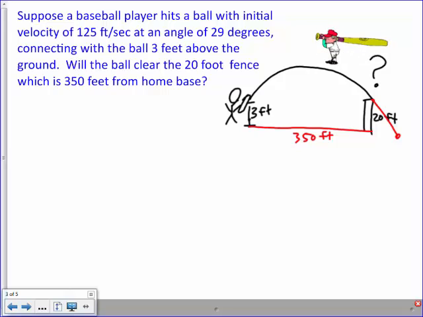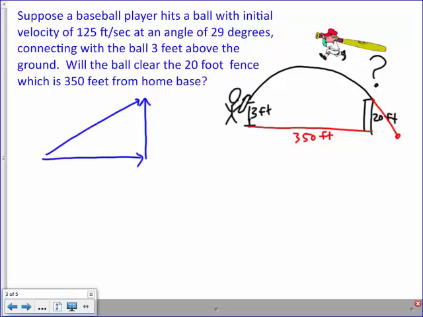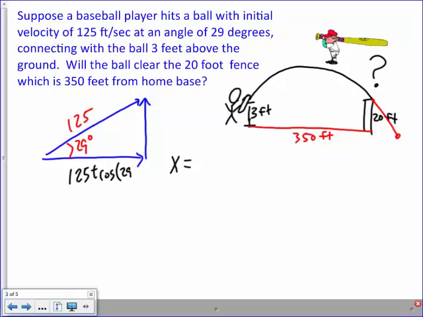Okay, so let's start by drawing our triangle and put in the information we know. Well, we know he's hitting it at 29 degrees, and the initial velocity is 125 feet per second. Okay, and then we use our parameters. So the x parameter, remember, is the initial velocity times the time times cosine, because it's right next to the angle. So we'll say 125t cosine of 29.